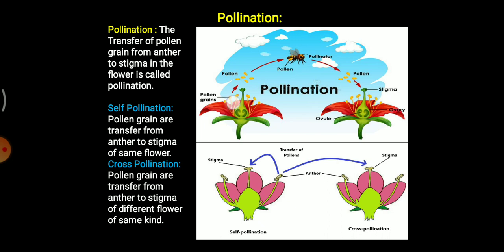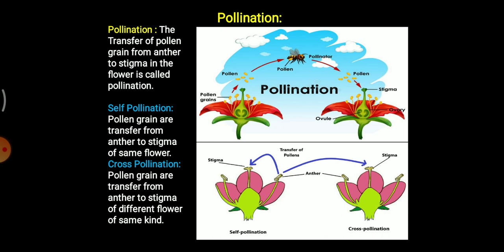So this is the anther, and this is the stigma. The male portion is the stamen, and the upper portion of the stamen is the anther. Anther is the male part, whereas the stigma is the female part. So it is simply the shifting of pollen from anther to stigma. It can be done with the help of pollinators, which can be flies or some small insects. So the transfer of pollen from anther to stigma is pollination.